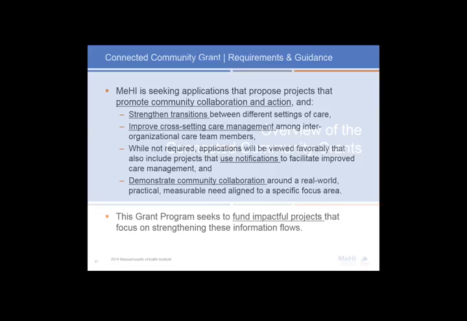So let's dive into these Connected Communities grants. So as part of this granting process, the aim is to support community collaboration and action, strengthen transitions between different care settings, and improve cross-setting care management among inter-organizational care team members. While not required as part of this grant, applications will be viewed favorably that also include projects that use notifications to facilitate improved care management and demonstrate community collaboration around a real-world, practical, measurable need aligned to a specific focus area. This grant program seeks to fund impactful projects that focus on strengthening these information workflows.